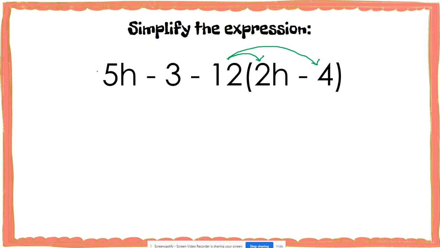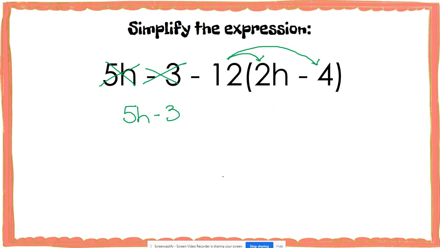Now, I have not done anything with 5h or with negative 3, so I'm going to go ahead and rewrite those so I don't forget about them. So I'm rewriting 5h and I'm rewriting negative 3. Now I can focus on distributing over here.